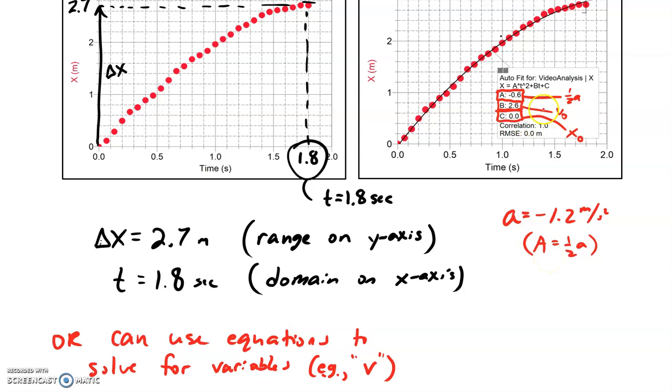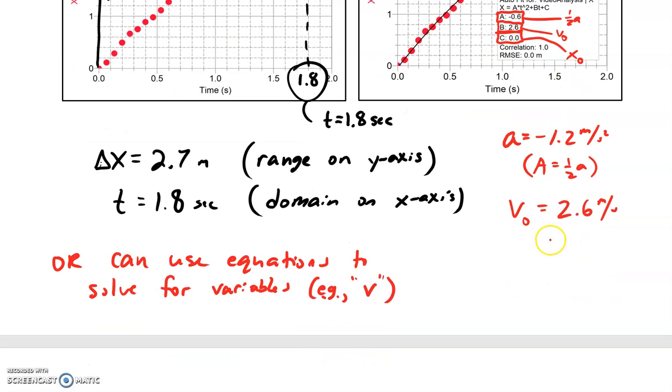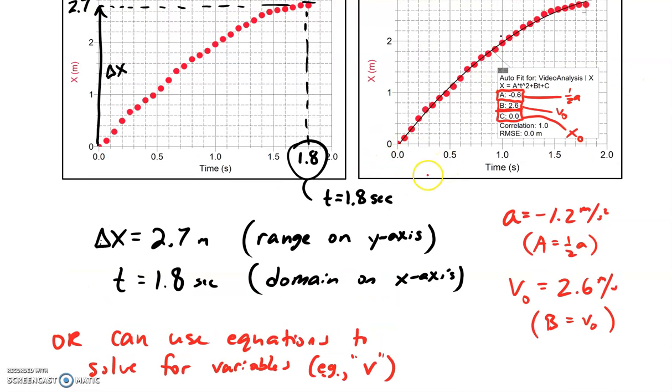Okay, we also can get v naught, right? So v naught, that's 2.6. The units are meters per second. And we could say again that v is equal to v naught, and that's from our regression. Okay, and then same thing with the x naught, although we were able to get that already off of there.